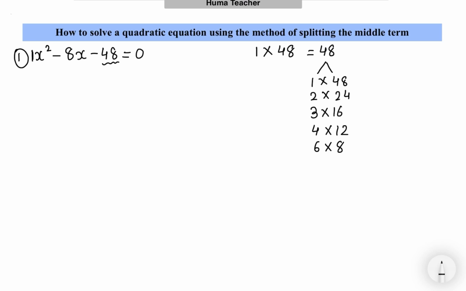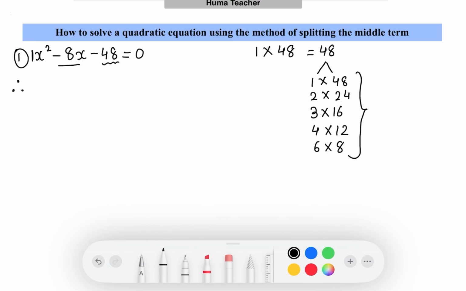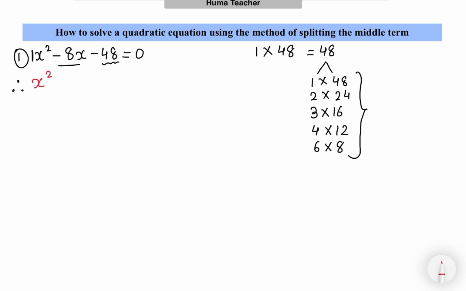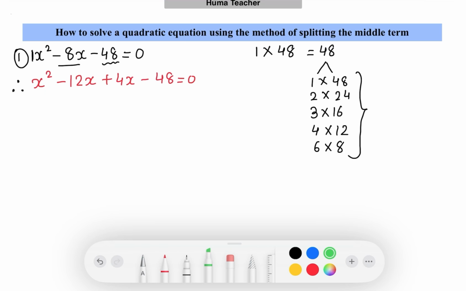Okay. Now from these pairs, all pairs, I need to select a number which will give me on subtraction or on addition, that will give me minus 8. Minus 8, okay. Now what I'll do is take another color pen so that you will get it easily. x square minus 12x plus 4x minus 48 is equal to 0. Here from this pair, we will get minus 8x.